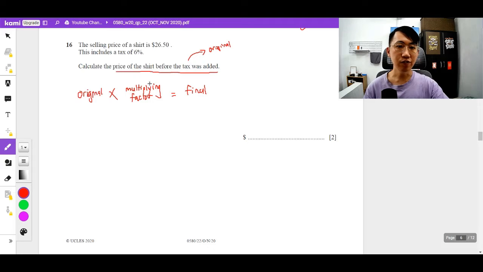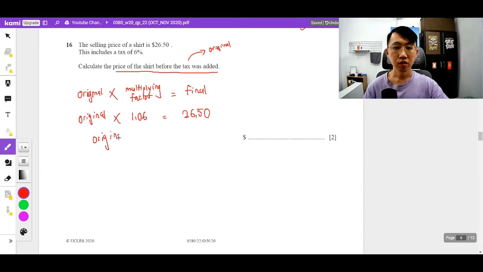Now, teacher already laid out the formula. Original times multiplying factor equals the final price. This is what you want to find, so you copy back original, multiply. The multiplying factor is how much percentage has been added. So if you have been adding 6%, your multiplying factor is 1.06. Equals the final price that you actually paid, or the selling price, 26.50. You can ignore the units first during working. So let's find the original.